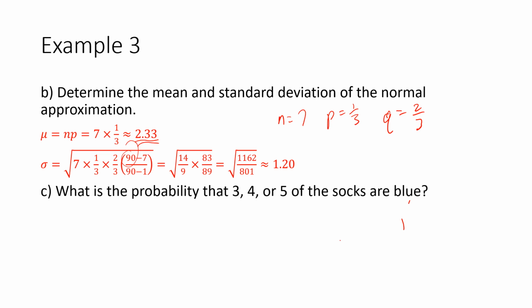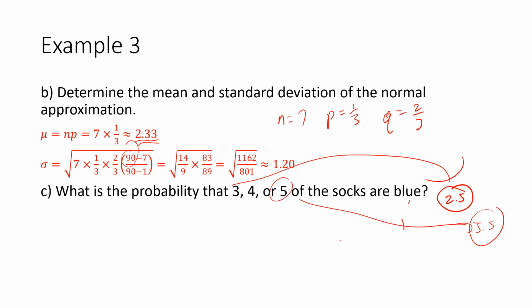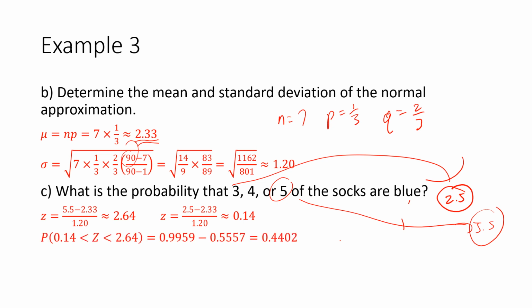What's the probability that 3, 4, or 5 of the socks are blue? So remember, if we're starting at 3, 3 starts at 2.5. Okay, 5 ends at 5.5. So we want z-scores for 5.5 and 2.5, and then we're just going to use the z-score table to get the probabilities for both and subtract them. So there's about a 44.02% chance that 3, 4, or 5 of the socks are blue. Now remember, you can always verify these answers by using the actual formulas for the binomial and hypergeometric distributions. That can help you determine to see if your normal approximation is done correctly.